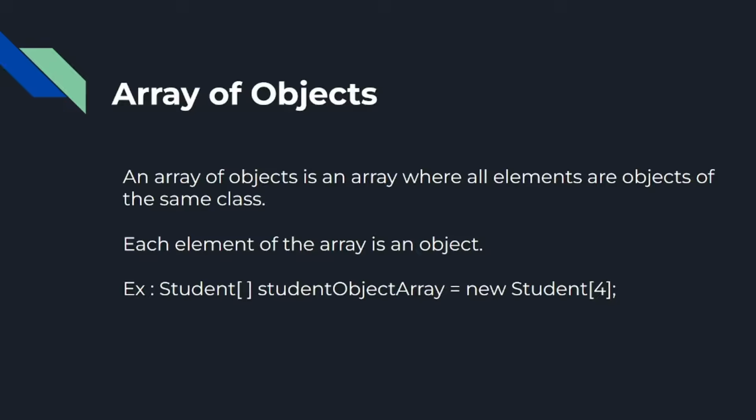So as I have already mentioned, an array is a collection of items where the items are stored in continuous memory locations. Here, in case of array of objects, it is an array where all the elements are objects. Usually all the objects belong to the same class. For example, here we have created an object array and named it student object array. We have created the array by using the new keyword, and we have specified the size as 4, so it can contain at most 4 student objects.